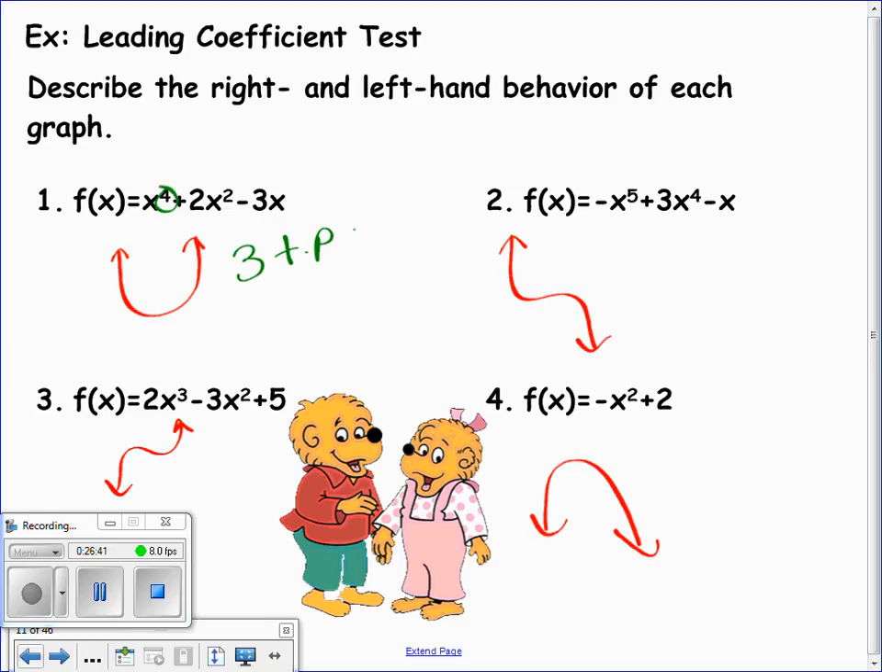Number 2, x to the 5th has how many turning points? 4. Does it have to have 4? At most, it would have is 4. All right, this one, x to the 3rd, would have how many turning points? 2 turning points. X squared has how many turning points? 1. Can I have less than 1? No. It's going to have at least, it will have 1.